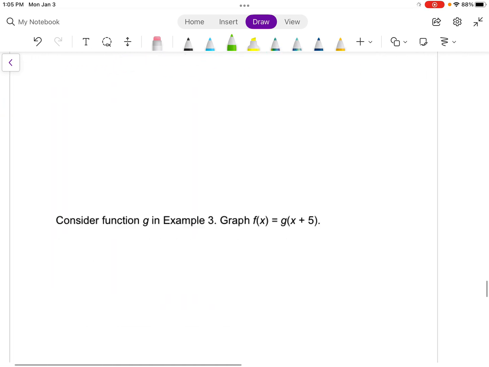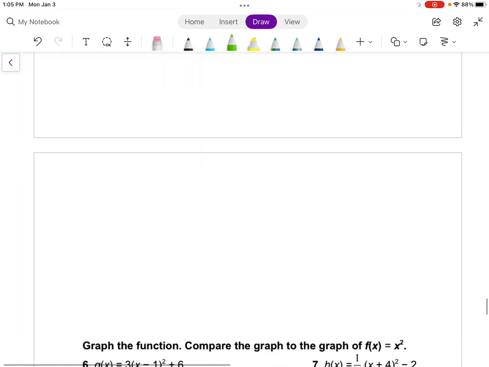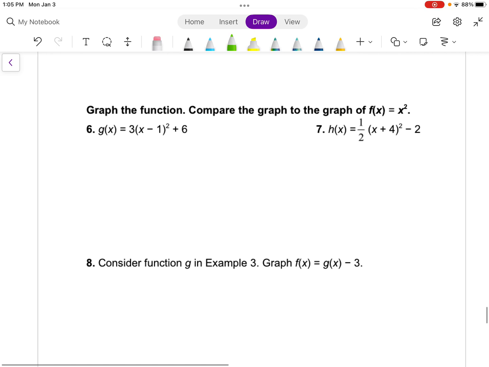Let's have you, I want you to try this one. So pause the video and graph that, and then come back and I'll draw it with you and we'll compare our answers.